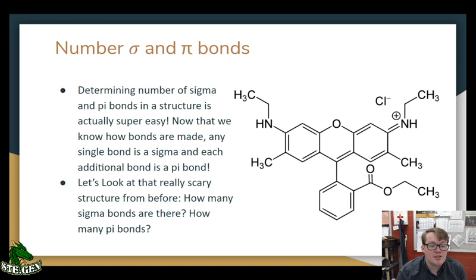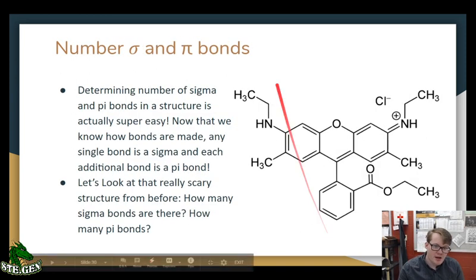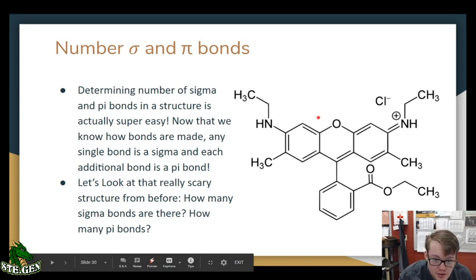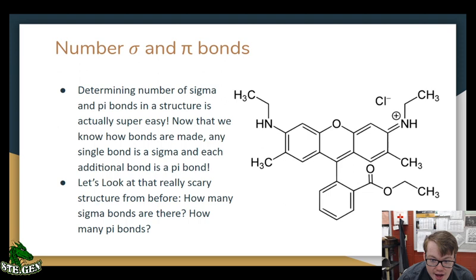And every additional bond is a pi bond. So let's look at this really scary structure from before. Let's count how many sigma bonds there are and how many pi bonds there are. The only important thing to note is, remember, skeletal structures are hiding the hydrogens from you.